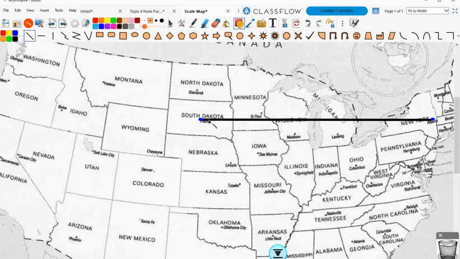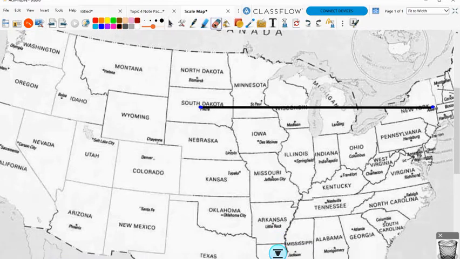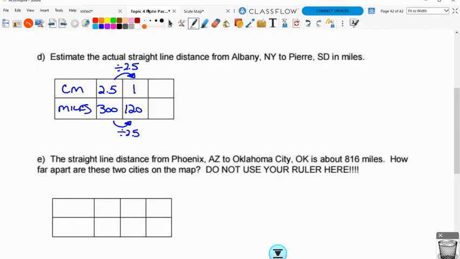Okay, so this straight line distance is not the driving distance, but it is the shortest distance between the two cities. So I'm going to use my ruler. I'm going to measure what this line is. And when I measure this, I get a measurement of about 10 9/10 centimeters. So let me go and record that in my table, all right? The distance between Albany and Pierre on my map was 10 9/10 centimeters. I have to figure out how many miles that is in actual distance.